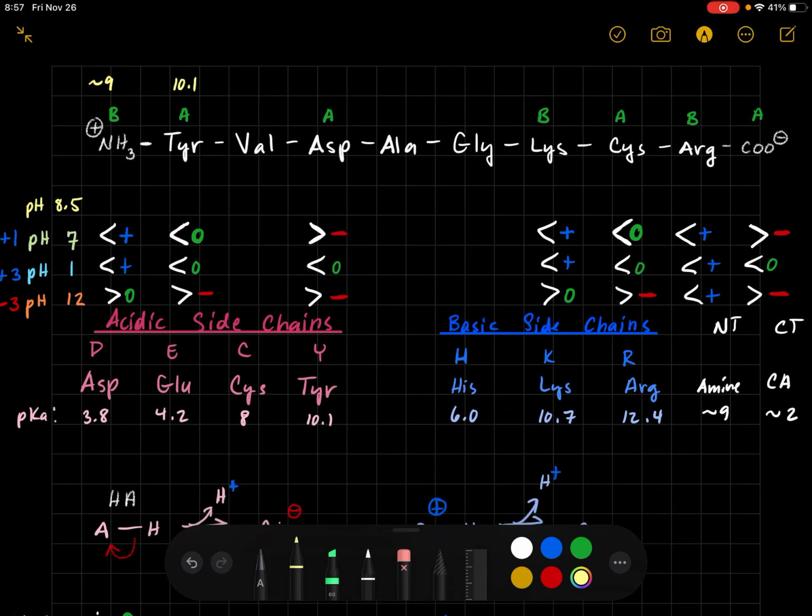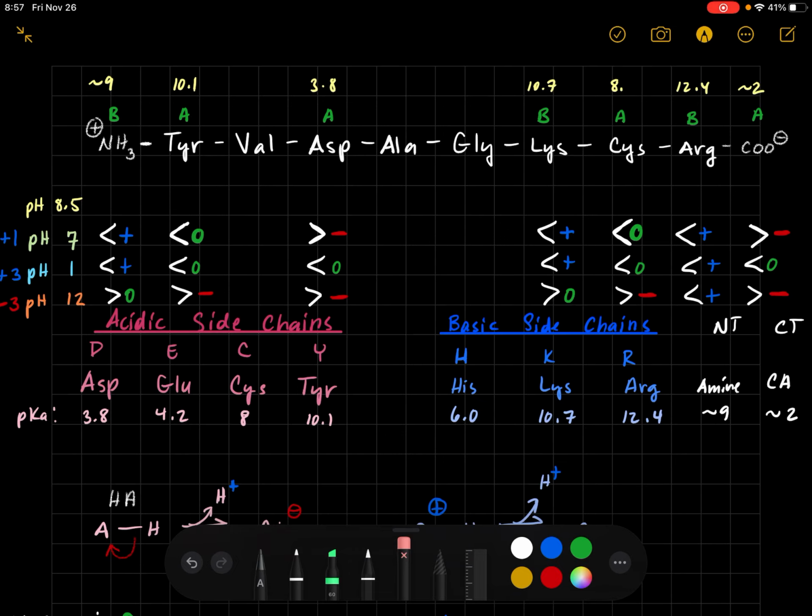For tyrosine, it's 10.1. For aspartate, it's 3.8. For lysine, it's 10.7. For cysteine, it's 8. For arginine, it's 12.4. And for the C-terminal group, it's going to be about 2. At a pH of 8.5, the N-terminal group has a pKa that is greater than the pH. So I've indicated these with greater than or less than signs.